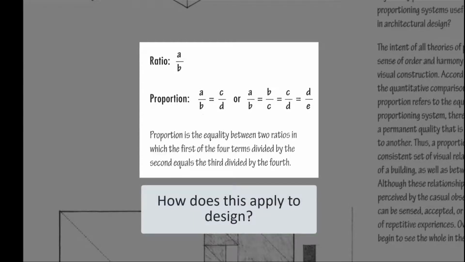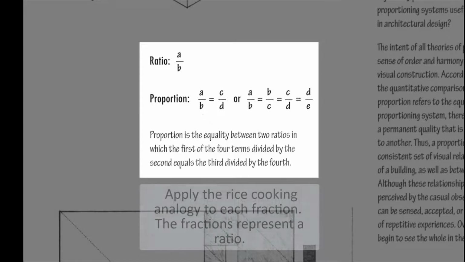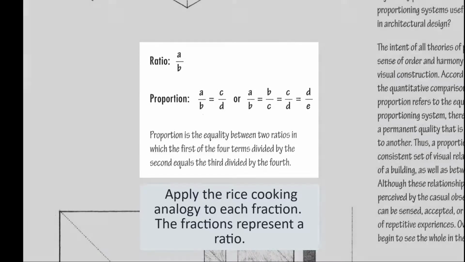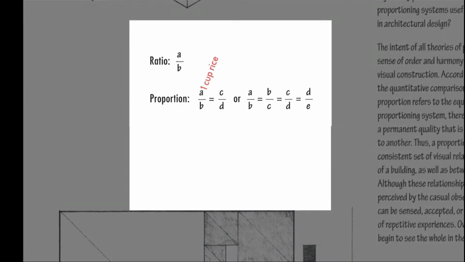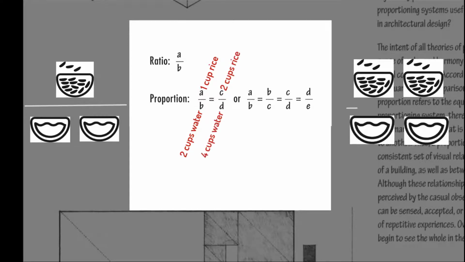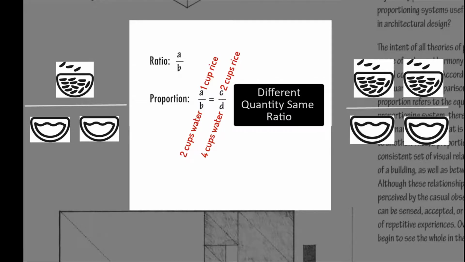How can we apply this to design? Apply the rice cooking analogy to each fraction. The fractions represent a ratio. Different quantity, same ratio. Again, proportional.